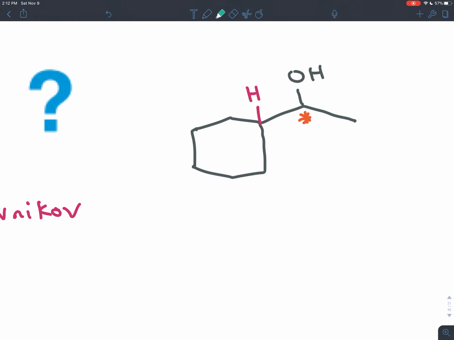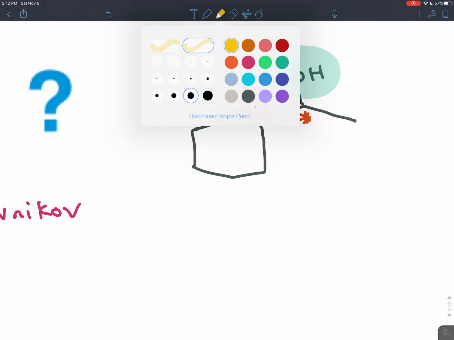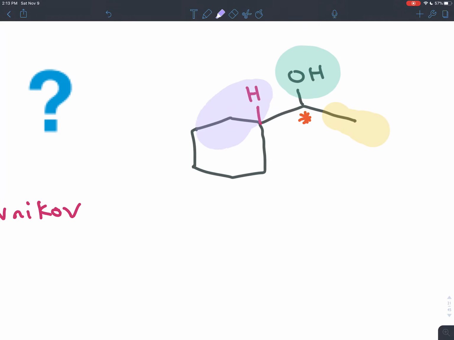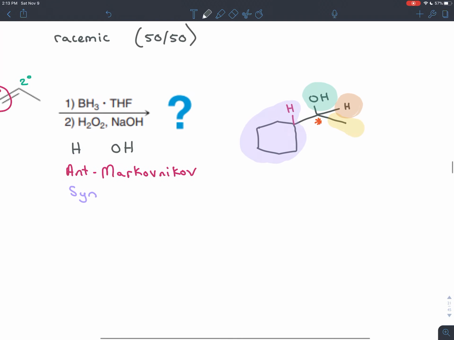The other carbon, however, is. It has the OH, it has a methyl group, and it has this crazy ring. In addition to that, it has an implied hydrogen. So that carbon with the orange star is a chiral carbon, and that means we're going to have to draw both enantiomers of this product.